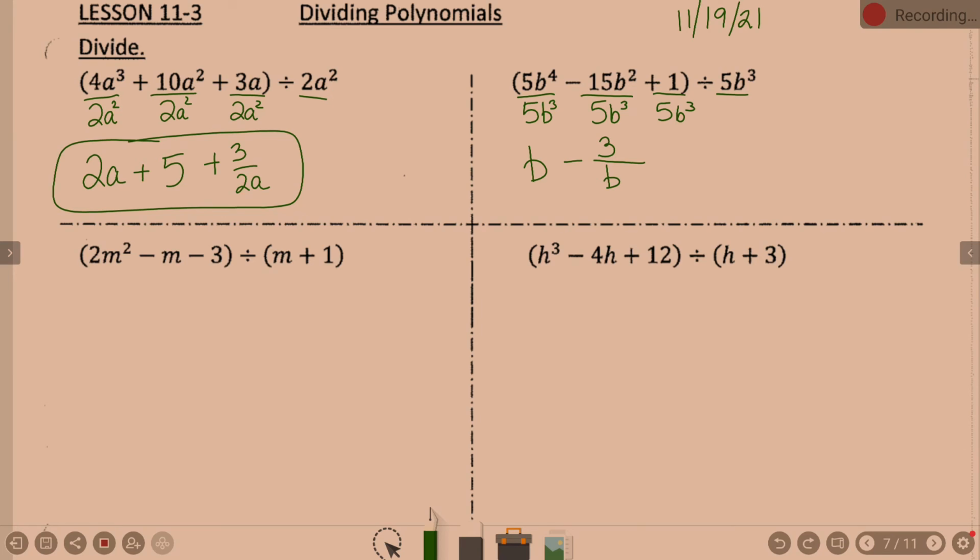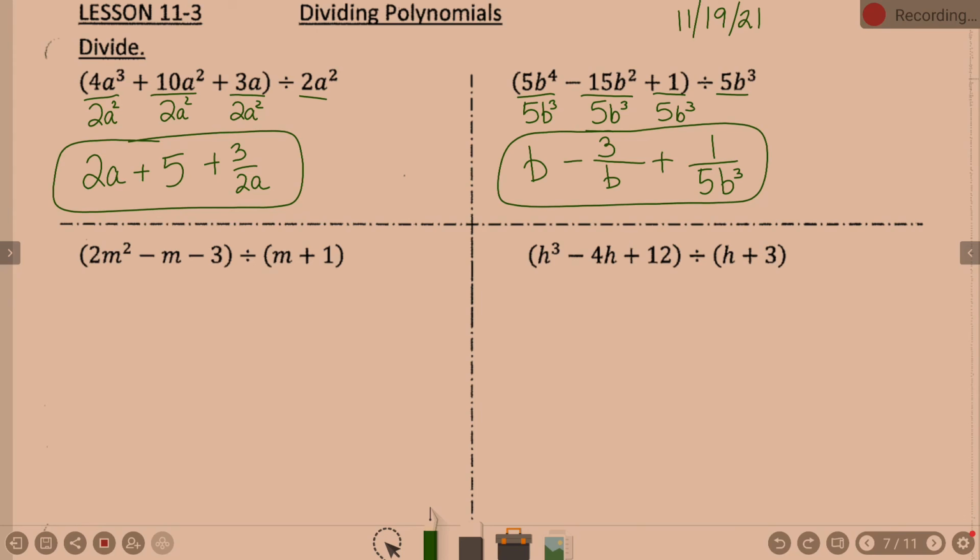So 15 divided by 5 is 3. 15 was on top, bigger number, so bigger number on top. b squared divided by b cubed, one more b on bottom, so the b goes on bottom. Plus 1 divided by 5b cubed. Just leave it as a fraction. 1 doesn't divide by 5, that's 1/5. There's only b's on bottom, so 1 divided by 5b cubed.